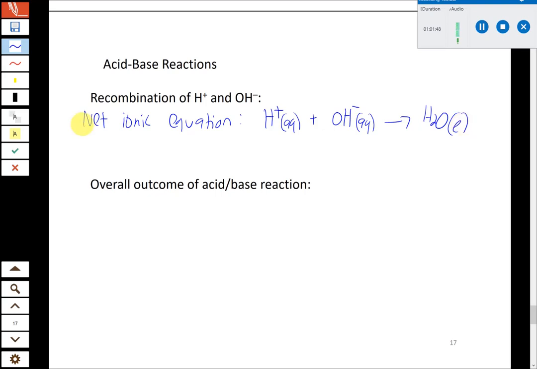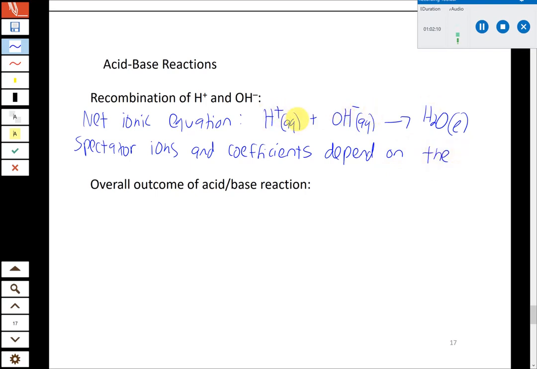And then the spectator ions and the coefficients that are involved in the overall equation depend on the identity of the acid and the base. All right, so they don't always react. The acid and the base itself do not always react in a 1-to-1 ratio, even though the H plus and OH minus do in the net ionic equation. So there's going to be some variations in coefficients, some variations in what the spectator ions are. That depends on which acid and which base you're reacting with each other.